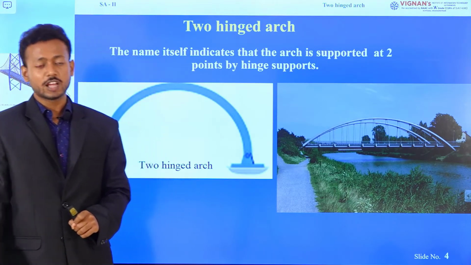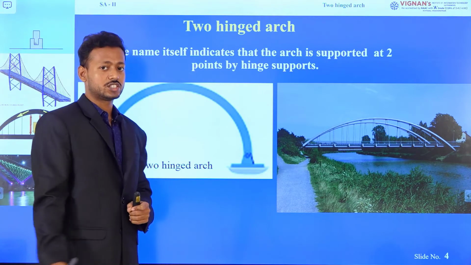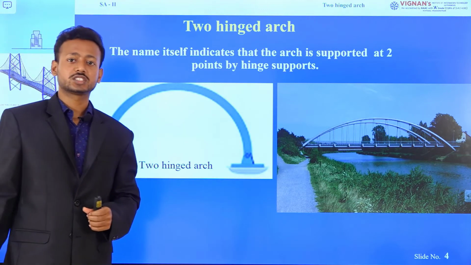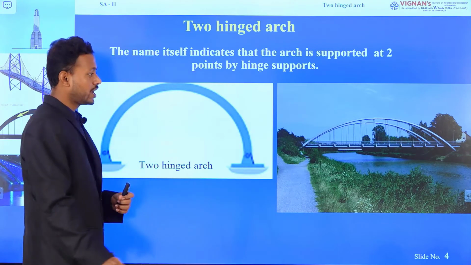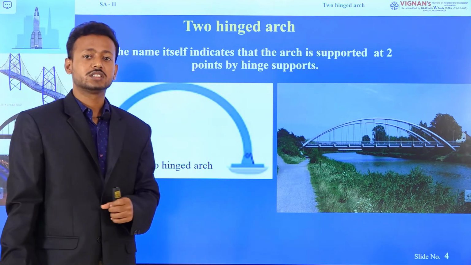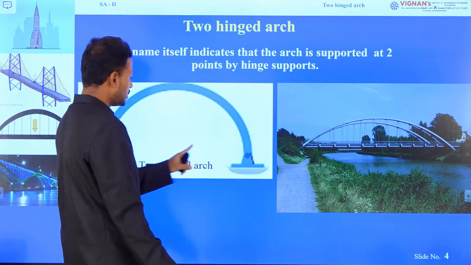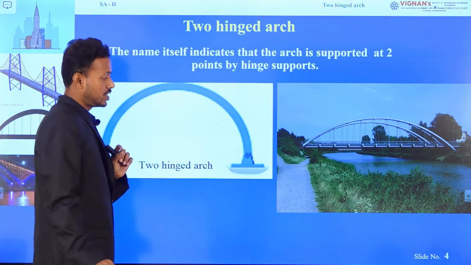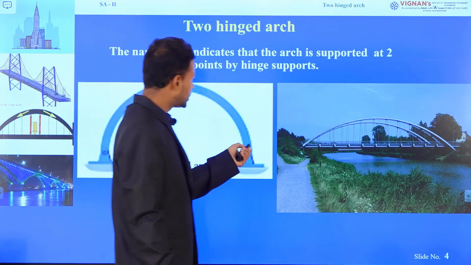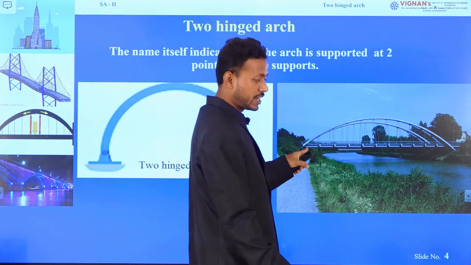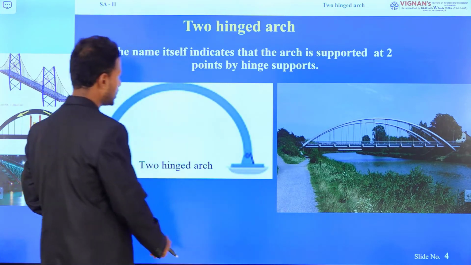There are many types of arch structure. The common arch structures are the 3 hinge arch and the 2 hinge arch. In today's class, I will explain the 2 hinge arch. Now, by the name you can understand, once the arch has 2 hinges at both of its supports, it is called a 2 hinge arch. In this figure you can see the 2 hinge arch. This is a practical example of a 2 hinge arch. It has 2 hinges at both supports, that is why it is called a 2 hinge arch.